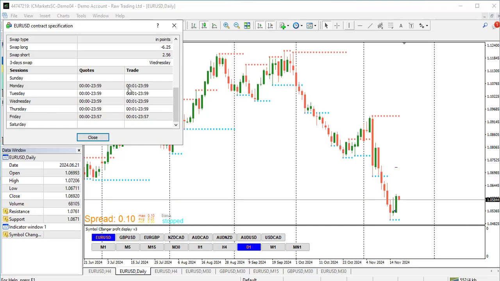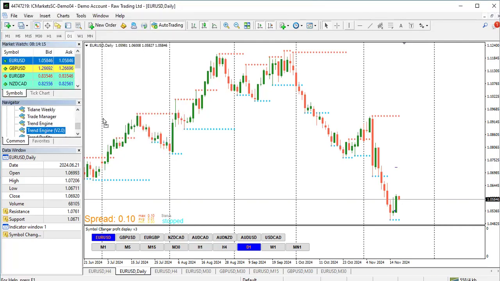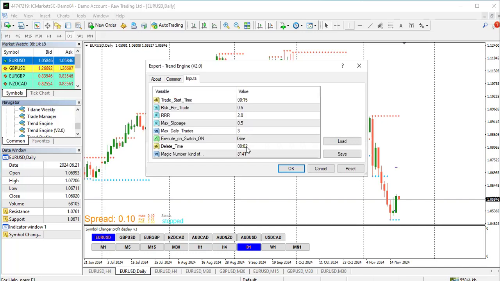We can see ours is 0001, that is 1 minute after the new day starts. So we are going to load this again to our charts. What we are going to do is set our delete time to 1 minute after we're allowed to start trading in the day. That is the next thing we need to do. Then for our trade start time, it could be even 1 minute after the delete time, but it must be after the delete time. So let's just leave it at 05.